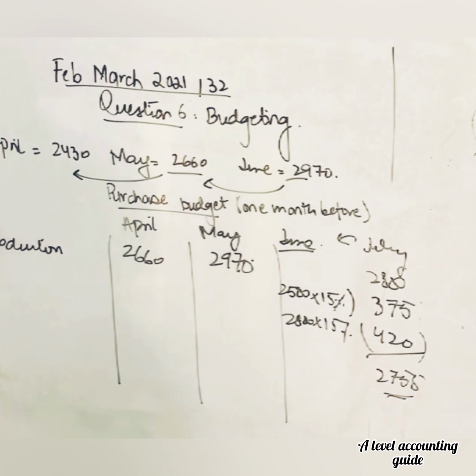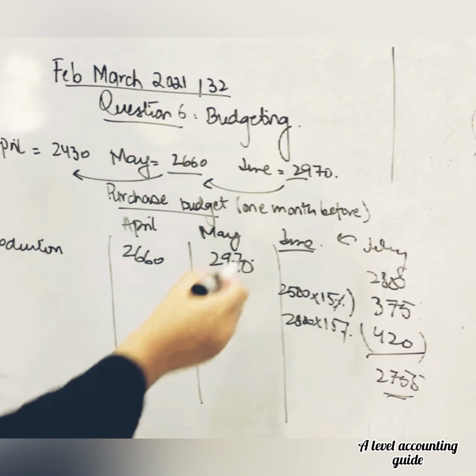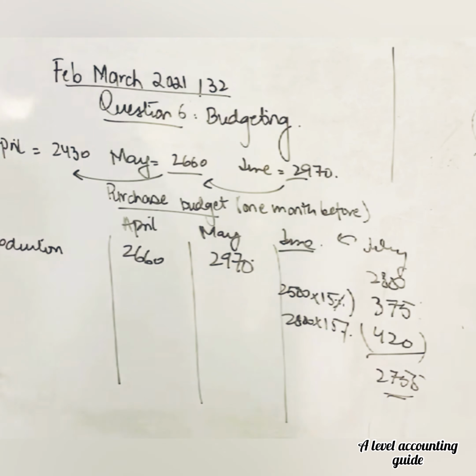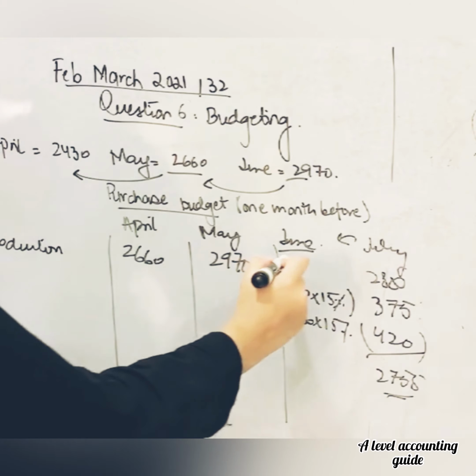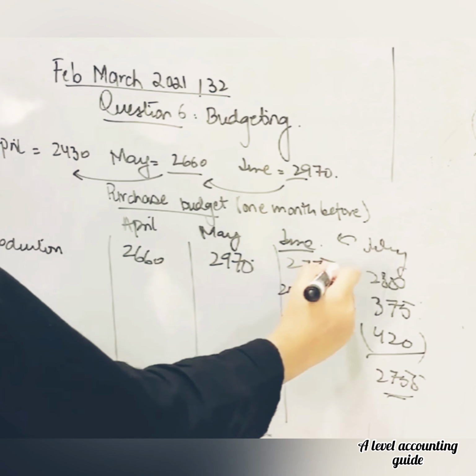So you will have to calculate for July. It is not required, but you yourself have to understand that 1 month before, which means July, will be used in June. So if the total is 2755.